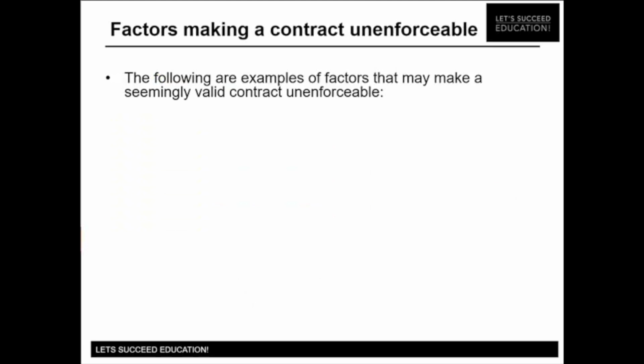So the following are examples of factors that may make a contract that's seemingly valid unenforceable and in some cases void. So first of all, we have contrary to public policy, a contract for an illegal purpose. This would be probably void from the start. So, for example, a contract to commit a crime or defraud the Inland Revenue, for instance, are contrary to public policy and illegal, and therefore void from the start.